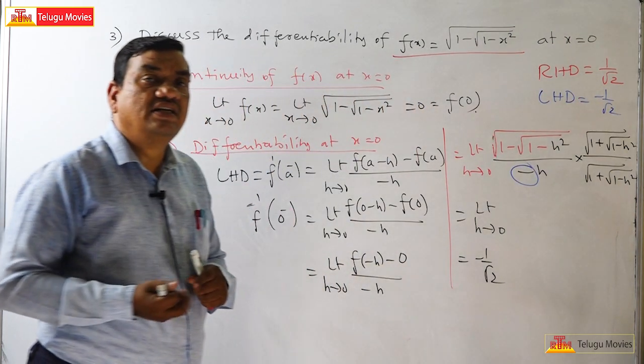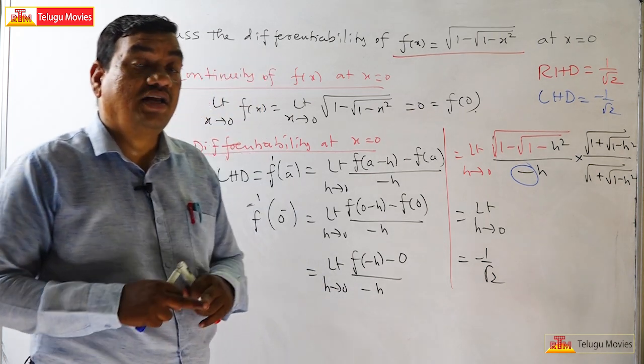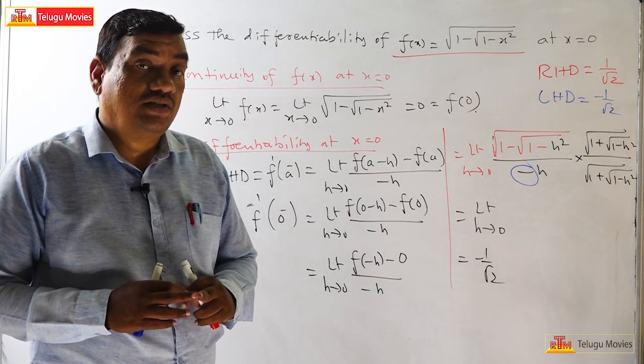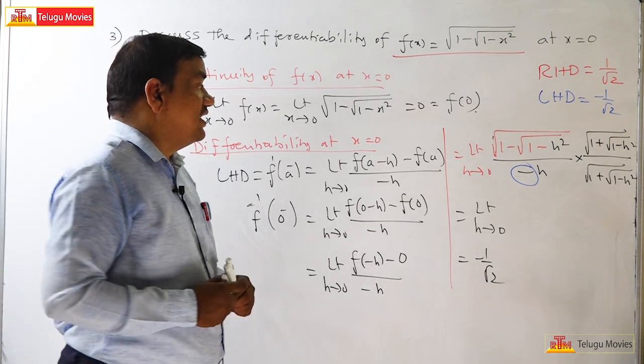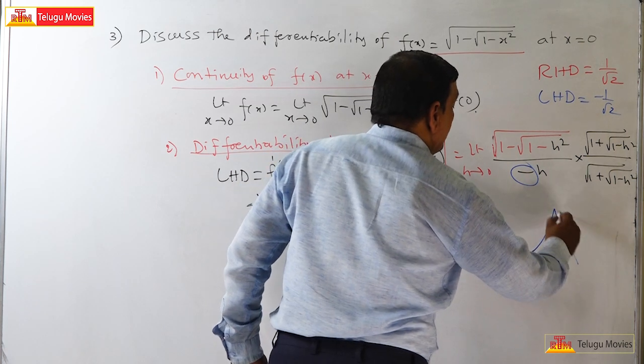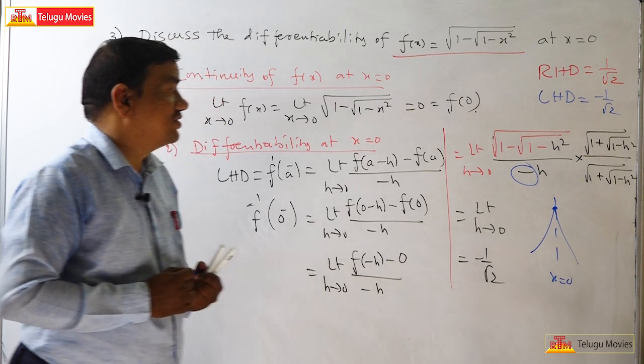Since the right hand side derivative and left hand side derivative both exist but they are not equal, the function is not differentiable at x is equal to 0. That means at x is equal to 0 you will get a sharp edge. That's why we got it.